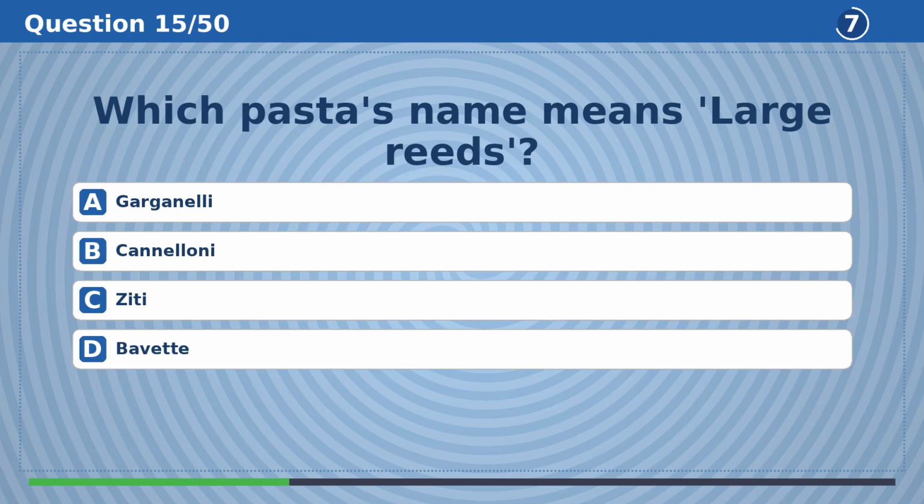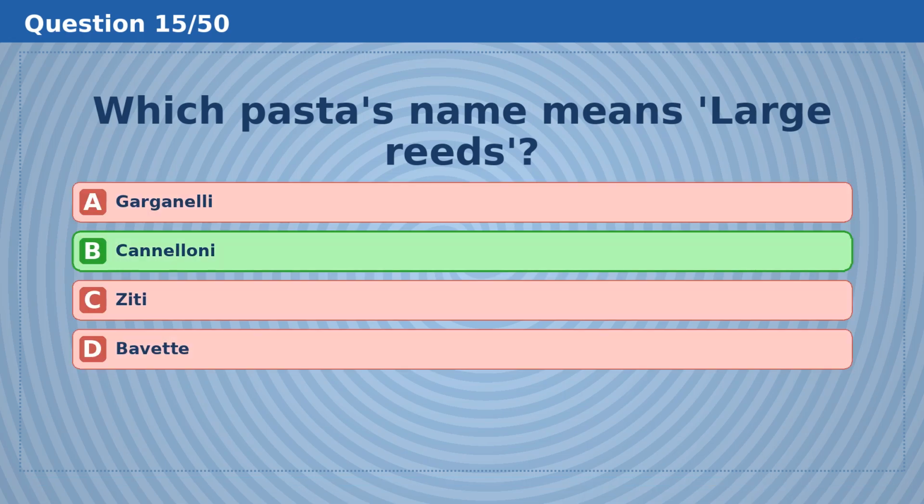Which pasta's name means large reeds? The answer is B, cannelloni.